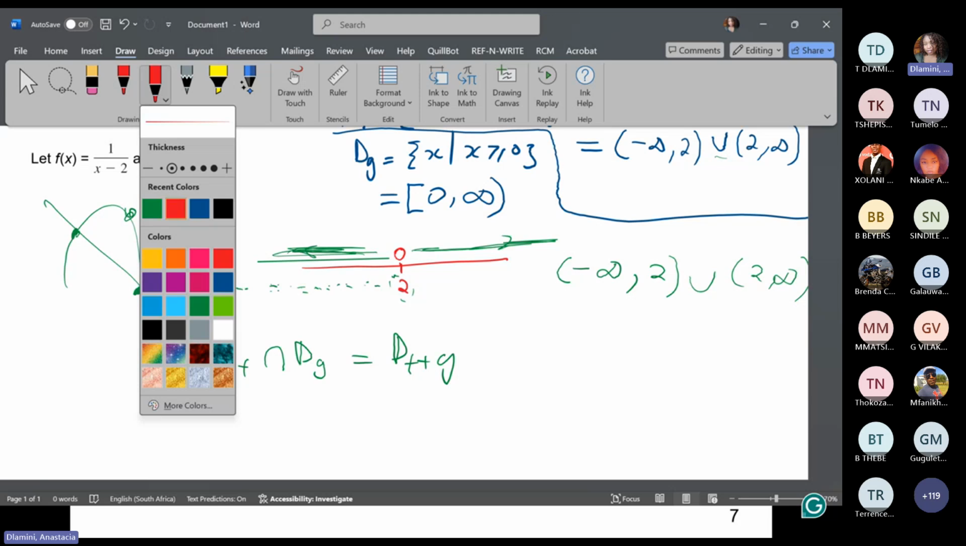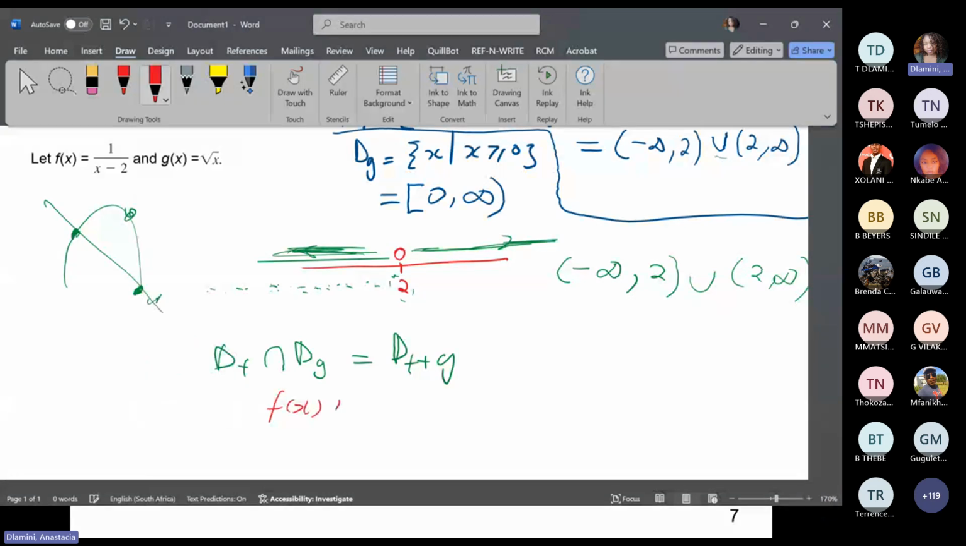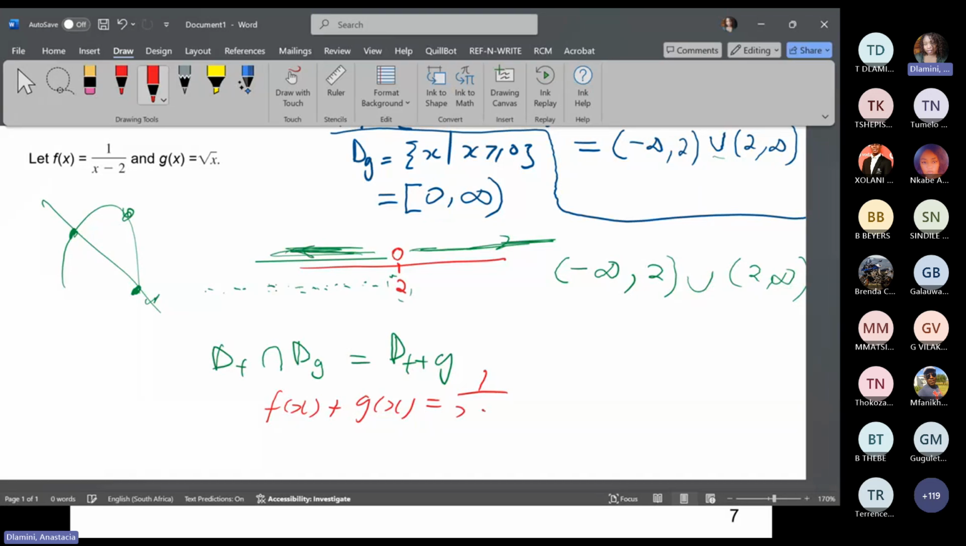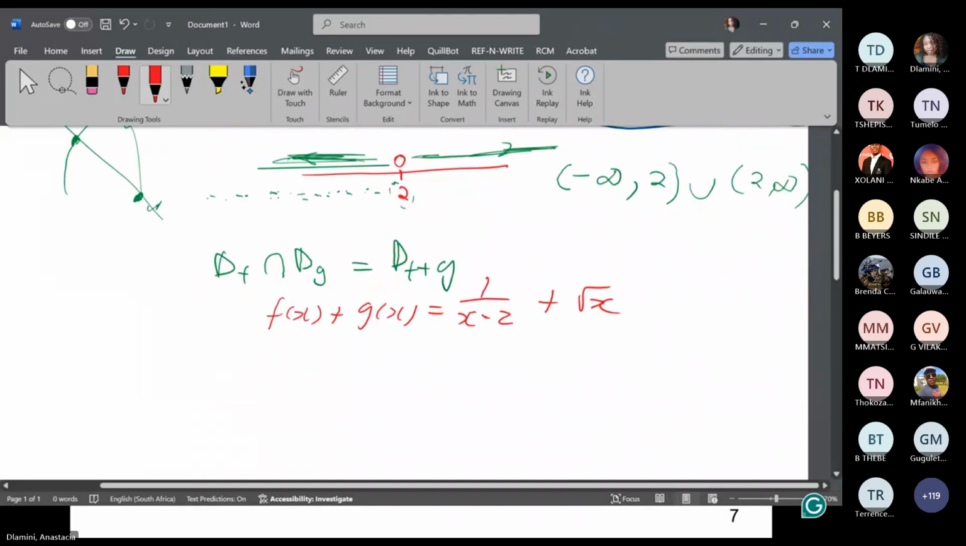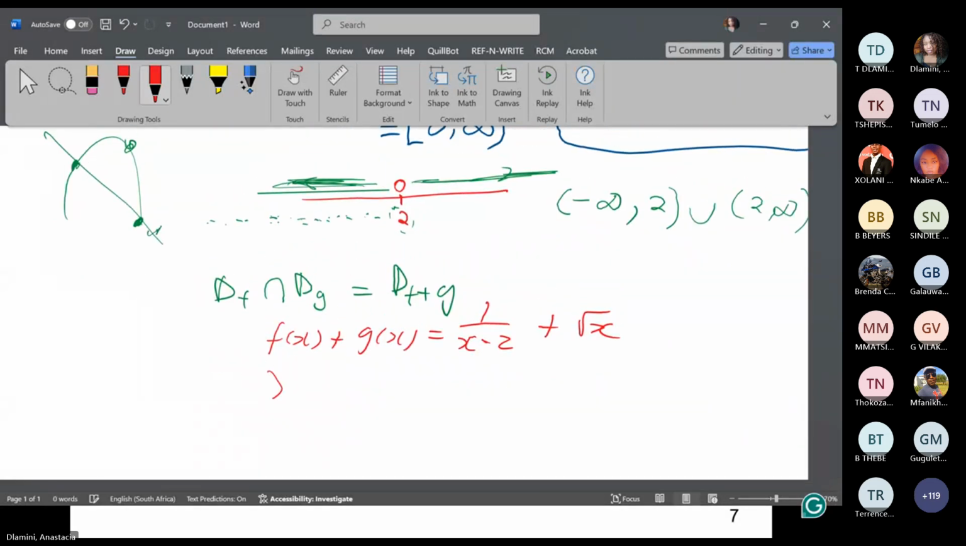Let's do that. So we have f of x plus g of x equals 1 over x minus 2 plus square root of x. There we have added the graphs. So now give me the domain of f of x plus g of x. Give me the domain there. x has to be greater than 0 but not equal to 2.